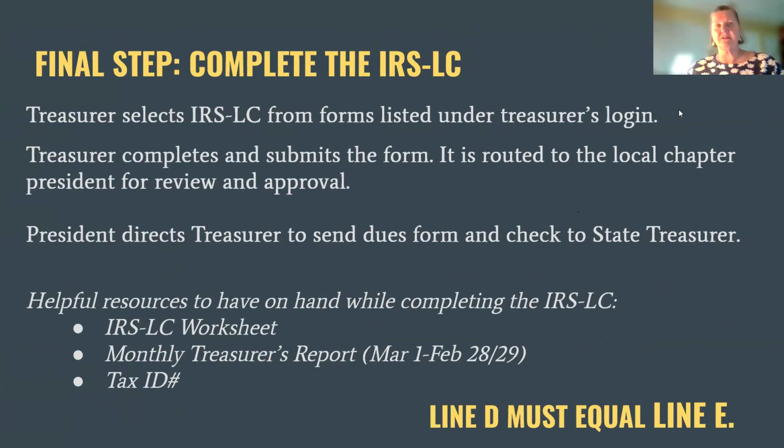Then when you finish, you'll do the IRS-LC. This is just the big annual report that says money came in, money went out. It's just like your monthly statement. Here is our beginning balance. This is the money we all took in. This is the money we all took out. And this is our ending balance. So line D, your ending balance should equal line E.